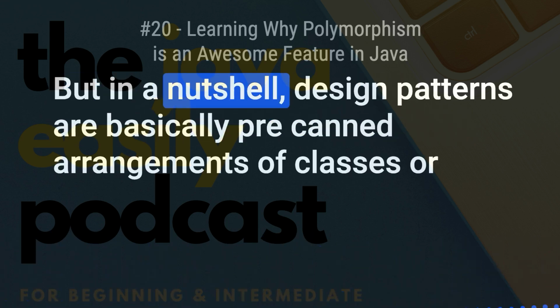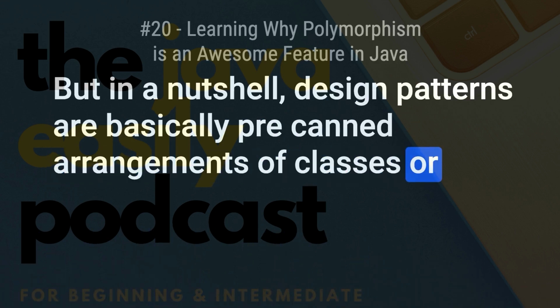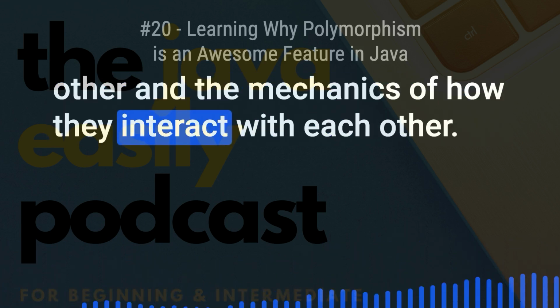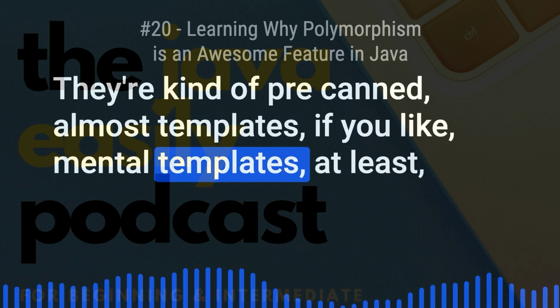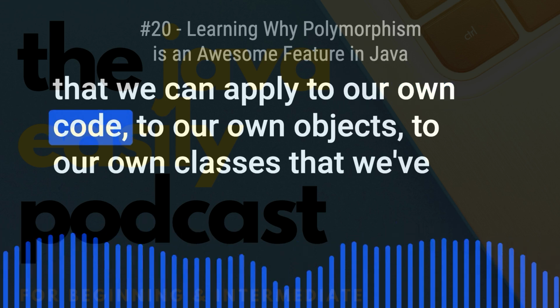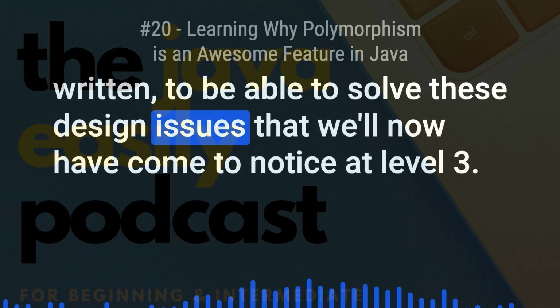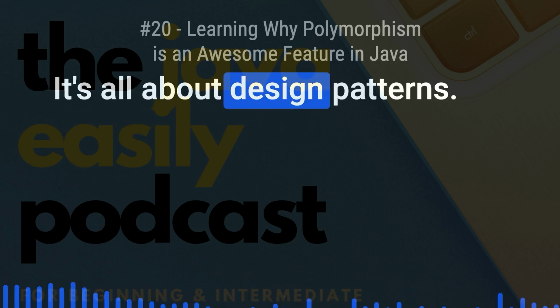But in a nutshell, design patterns are basically pre-canned arrangements of classes, in terms of how they relate to each other and the mechanics of how they interact with each other. They're almost like templates, mental templates at least, that we can apply to our own code, to our own classes that we've written, to solve these design issues that we'll now have come to notice at level 3. And that's what level 4 is all about. It's all about design patterns.